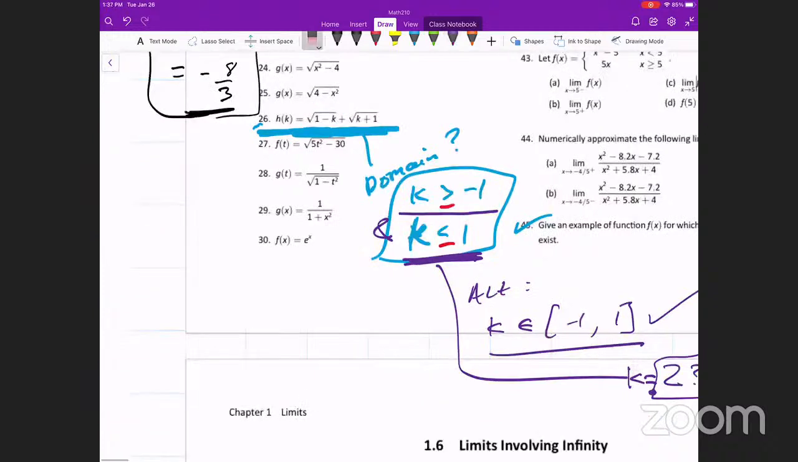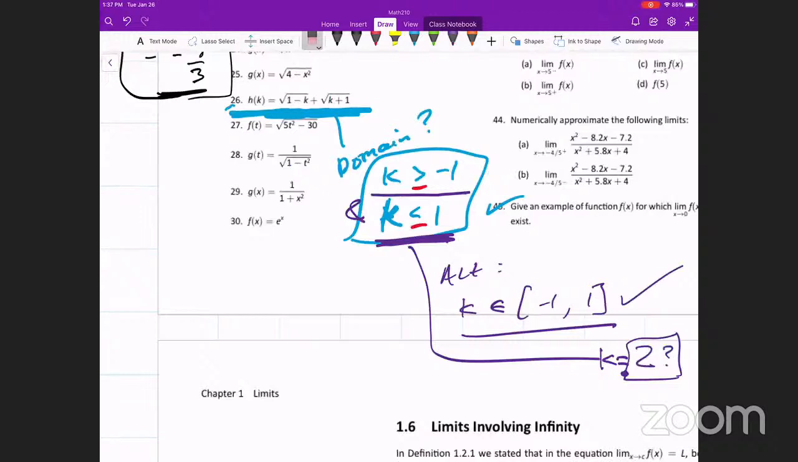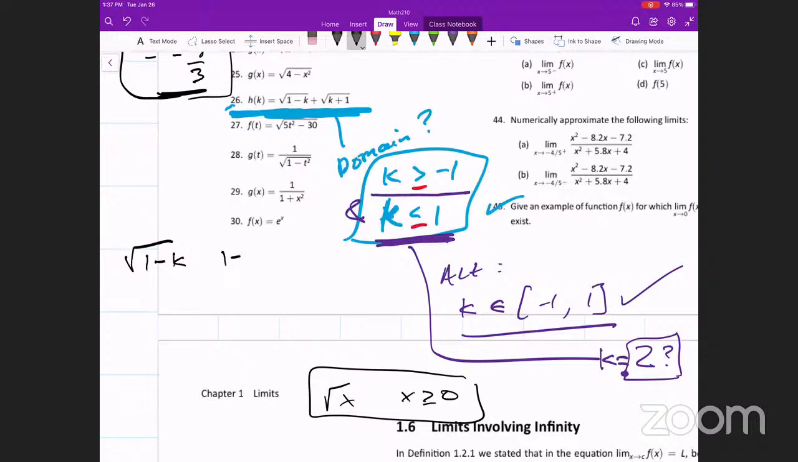Here's the way you're supposed to do it. Here's the way you're supposed to analyze it. Again, that word analysis comes in: we want the square root of x, where x has to be greater than or equal to 0, right? That's the domain. Well, then if I have the square root of 1 minus k, then 1 minus k has to be greater than or equal to 0. And that's the same thing as 1 is greater than or equal to k, and that's this bottom one.